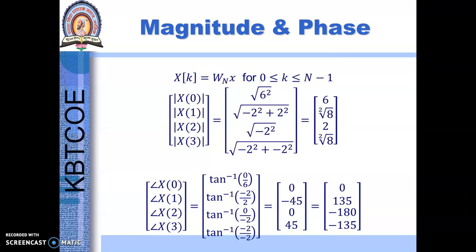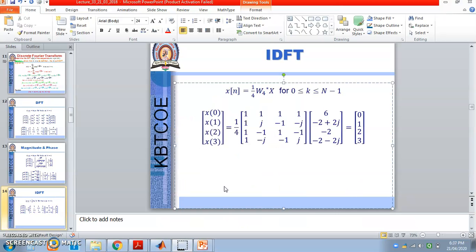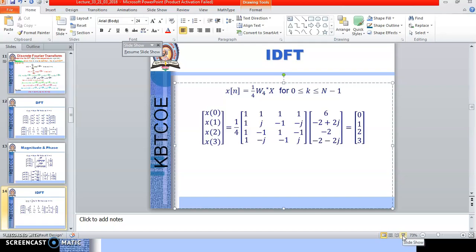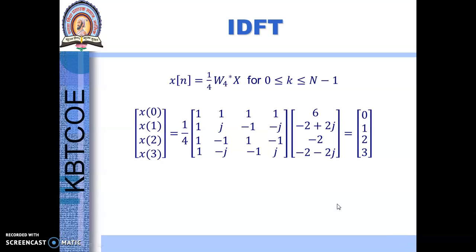By our standard practice, magnitude is equal to the square root of real square plus imaginary square, and one can compute all these values, that is 6, 2, root 8, then 2. Here we can find the IDFT by using the matrix formulation again, for which the formula is x of n is equal to 1 by capital N, W suffix capital N complex conjugate, into X.